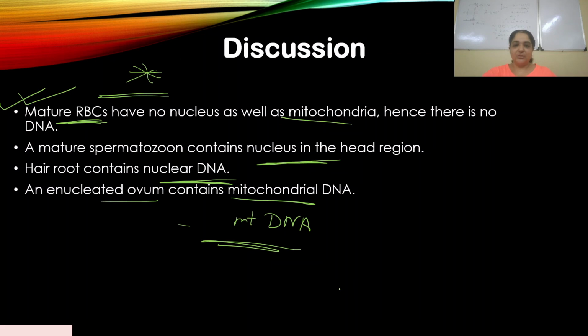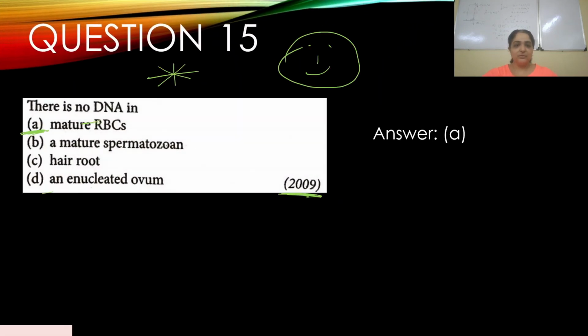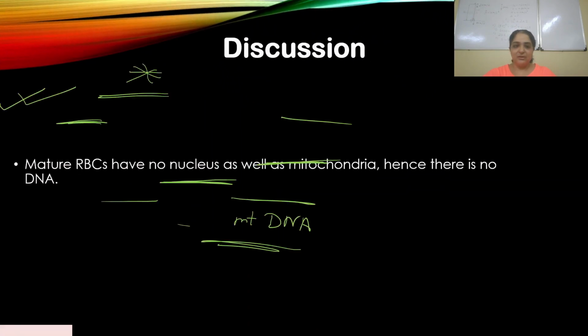All right, so I hope I have answered this question. You go back to the question and look at it. So here there is no DNA in mature RBC. Enucleated ovum does not have a nucleus, but it has mitochondrial DNA, and the other two have a nucleus. So the answer is A. All right. Okay, cool.